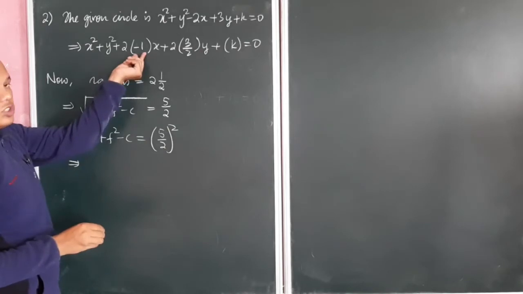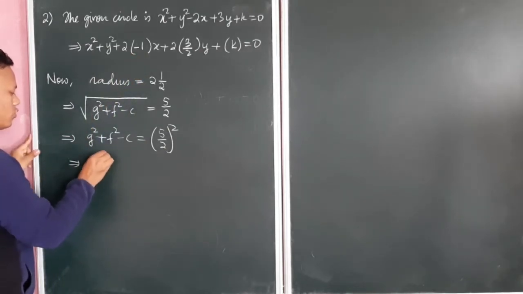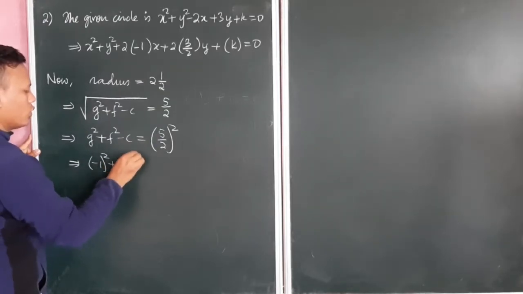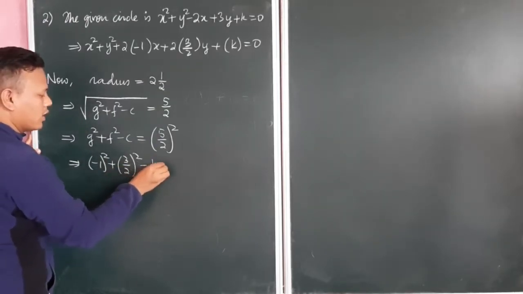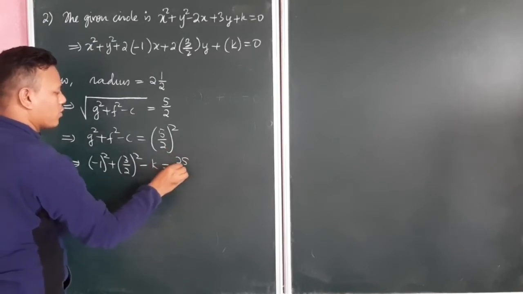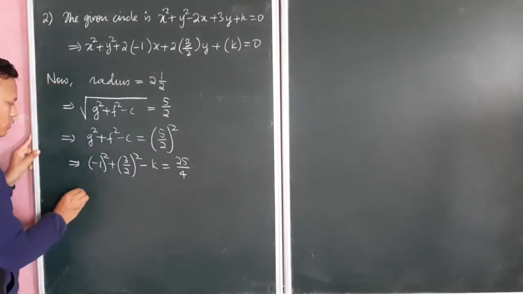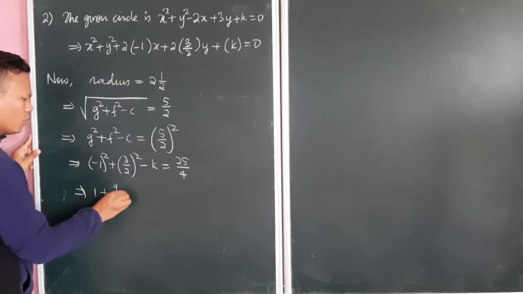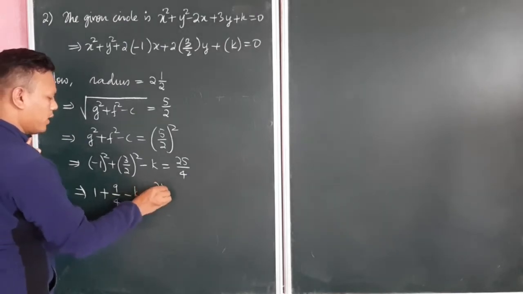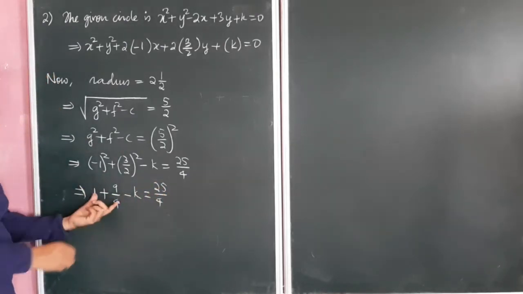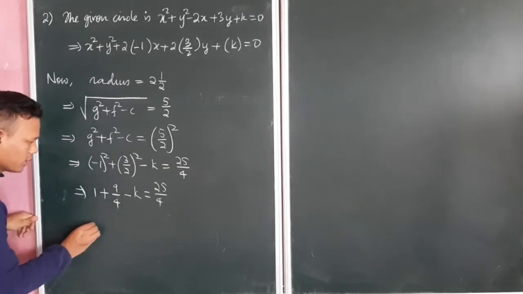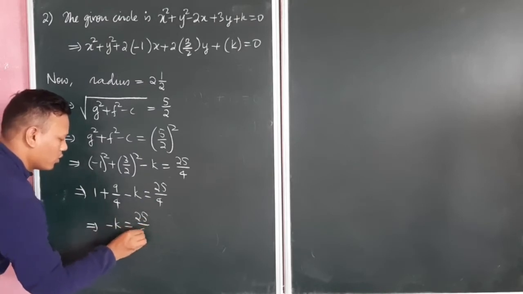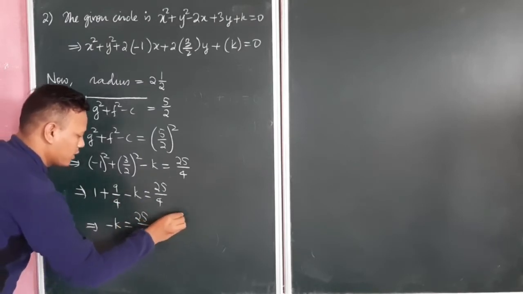Now let's put the value. So g is how much? G is minus 1, so minus 1 square plus f is 3 by 2 whole square minus c is k equals to, this is 25 by 4, isn't it? So this is equals to 1 plus 9 by 4 minus k equals to 25 by 4. So let me take these numbers over there. So minus k will be equal to 25 by 4 minus 1 minus 9 by 4.